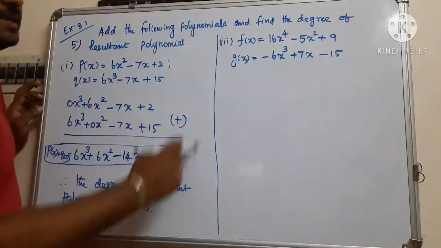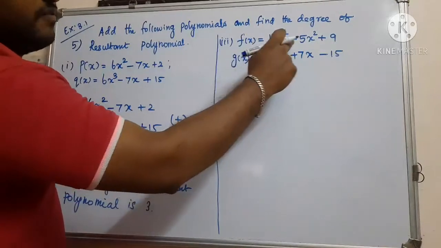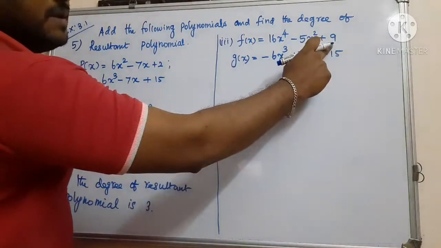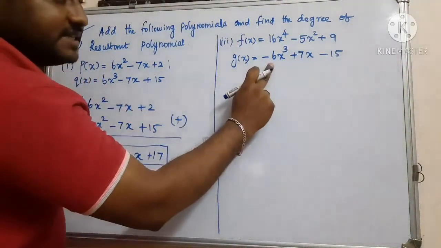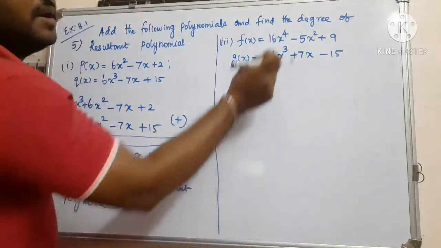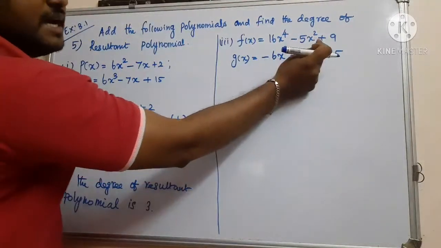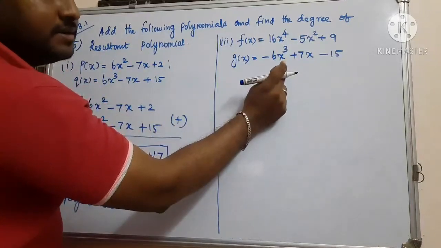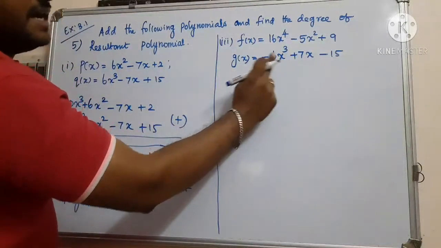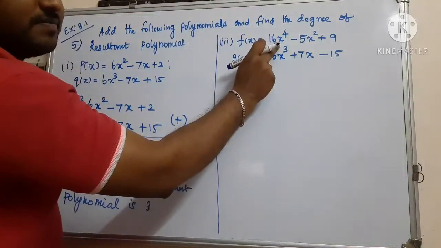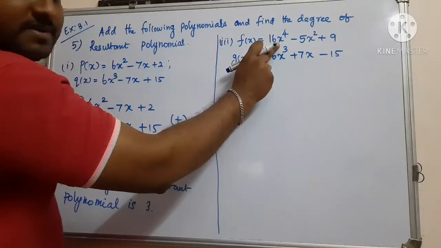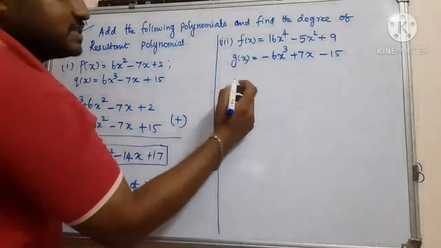Now third question, f of x is 16x power 4 minus 5x square plus 9. g of x is minus 6x cube plus 7x minus 15. Here x cube term is missing and also x term is missing. Here x square term is missing and x power 4 term is missing in g of x, because in f of x the x power 4 term is given.